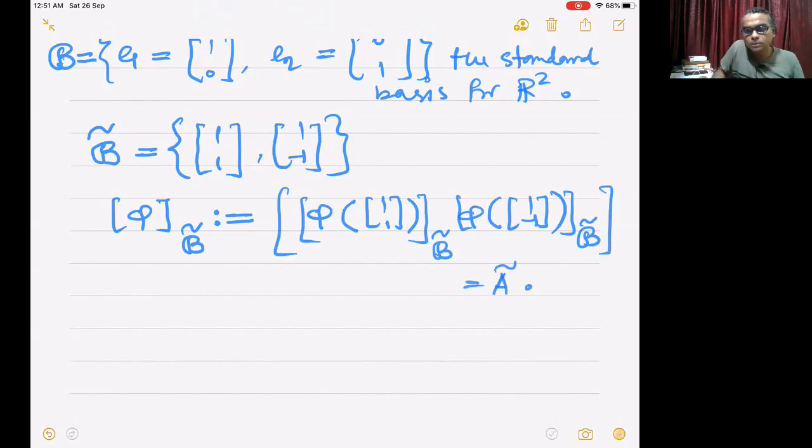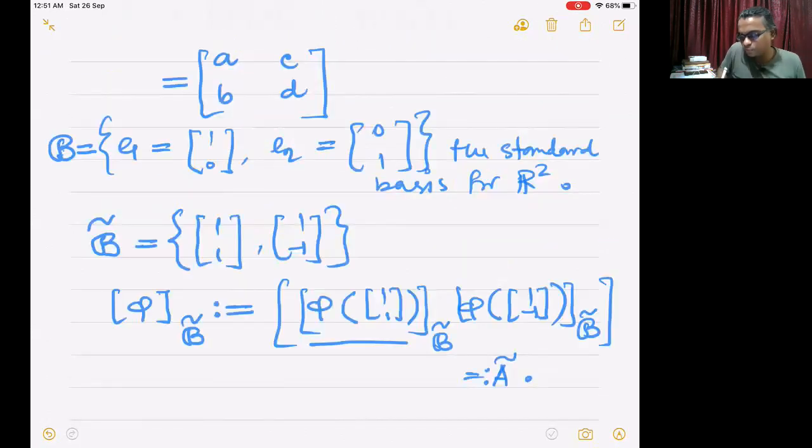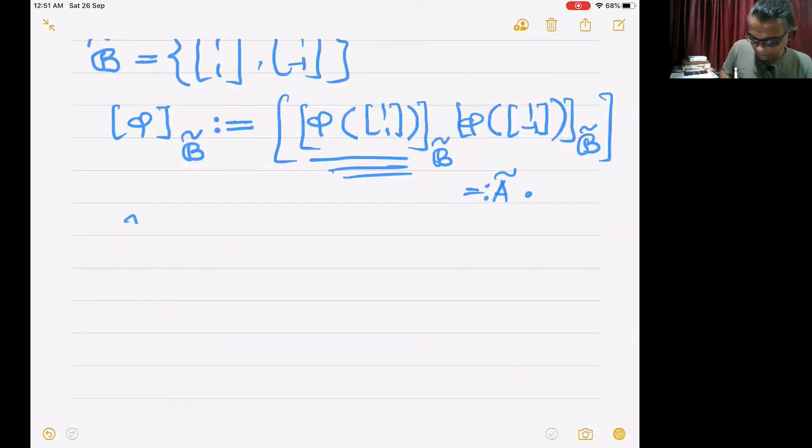Now we understand this phi(1,1) very much because it's just A multiplying (1,1). But that is the representation of phi(1,1) in the older basis, that is the standard basis. We need this one also in the new basis. How do we get that? This leads us to the idea: given a vector V in R2, if I want to express this in the new basis, what should I get? How should I get this?